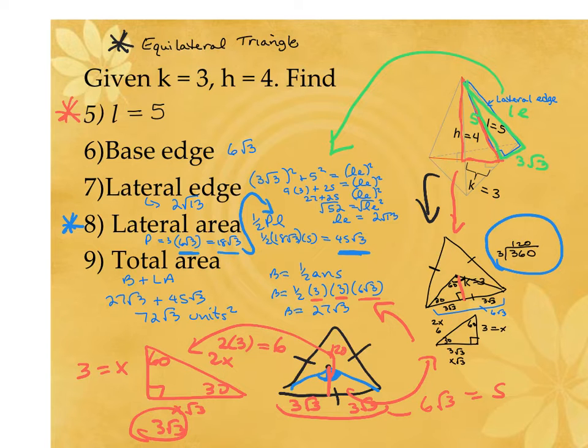Then for total area, you're going to find the area of the base, which is that triangle. So if you come over here and you do the 1/2 ANS, that's the area of the base, 27 square root 3. Then add in the lateral area, which is what you calculated right here in number 8, and then add them. They both have the same root, so it's 72 square root 3.